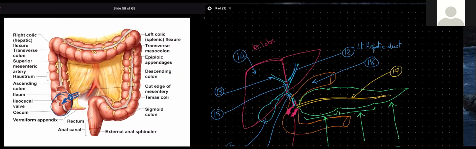The duct that will be collecting the bile from the liver cells from the right lobe is going to be the right hepatic duct. And the bile that will be collected from both right and left hepatic ducts is going to be traveling into a duct here, a common duct. We call this my common hepatic duct.